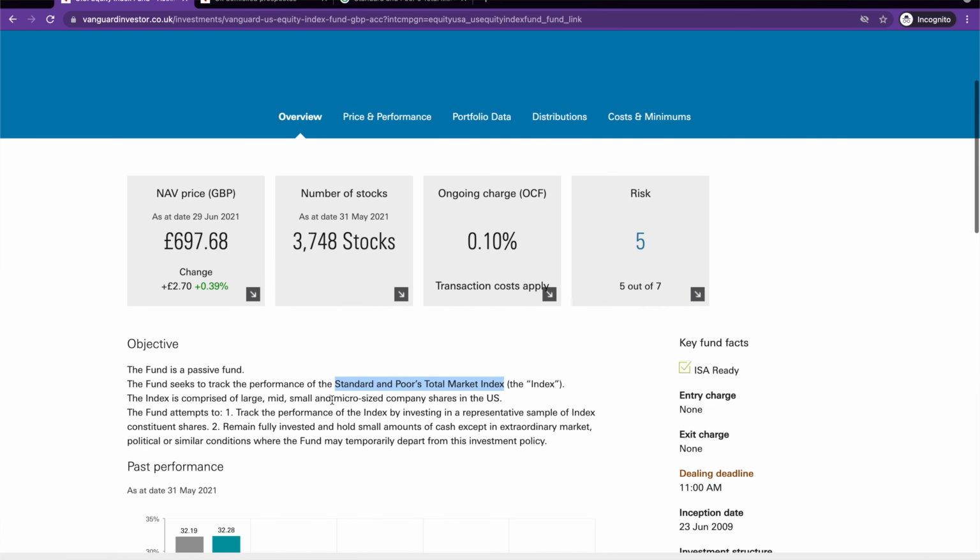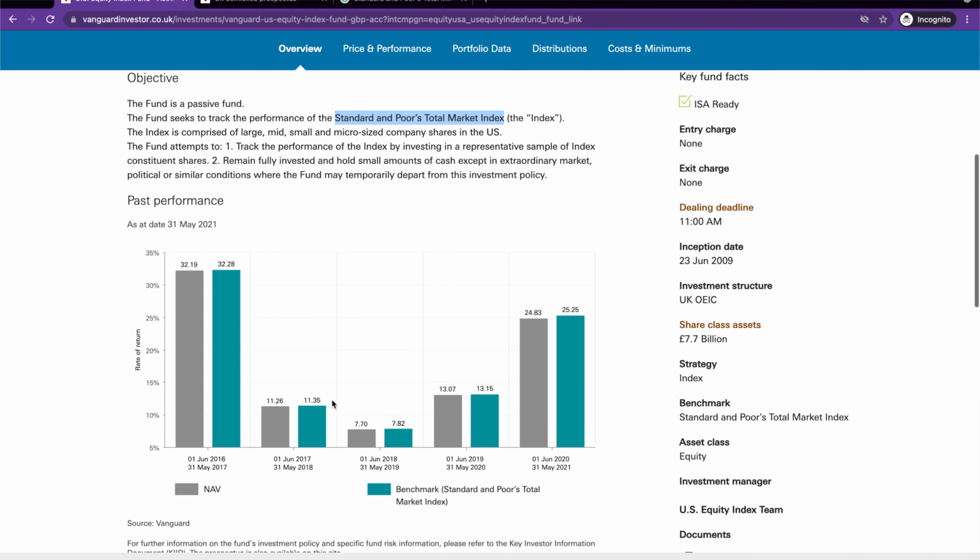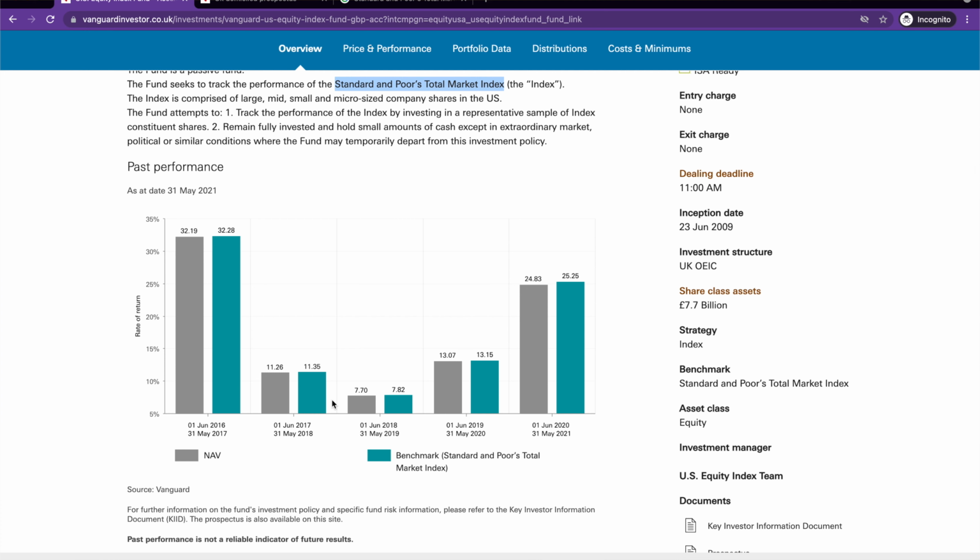All right, so here we have some past performance numbers, and you can see here basically the gray bar represents the net asset value, and then the green bars represent the benchmark. As expected, the performance of the net asset value and the benchmark should be very, very close to each other. And in this case, you can see that they're almost identical, obviously because this is an index fund. Okay.